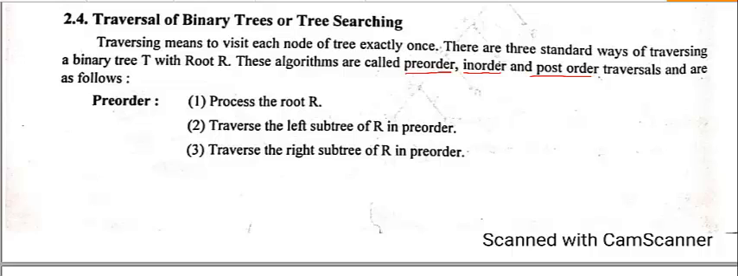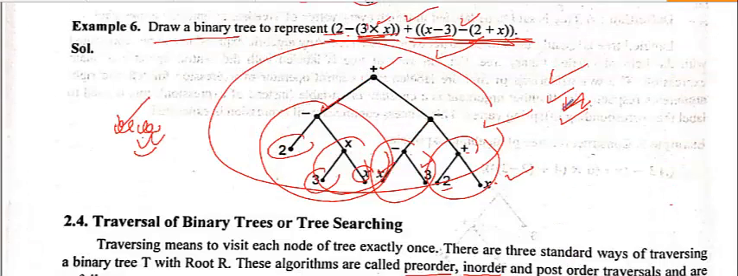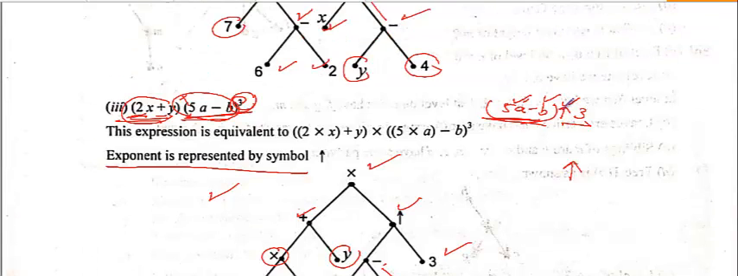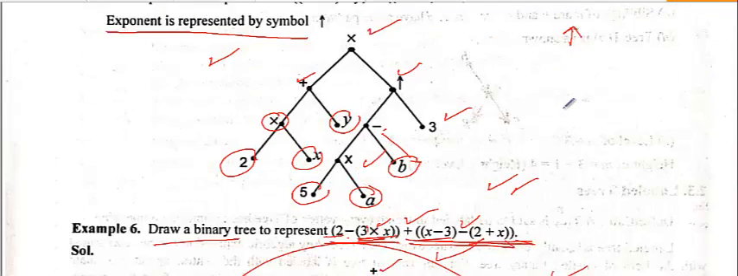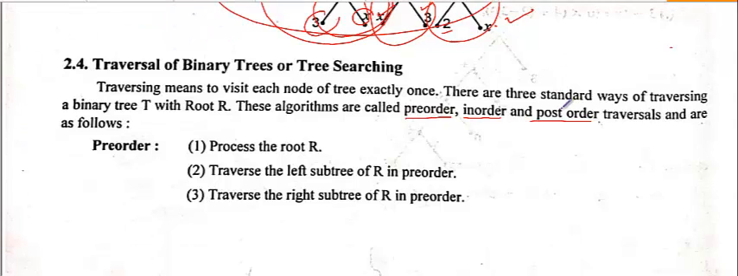So today we are going to discuss another very useful and important topic of graph theory, which is a part of discrete mathematics. And you know that in the previous lecture we have discussed many important things, like how you will represent the binary tree from an expression. So today we are going to discuss the traversal of a binary tree.